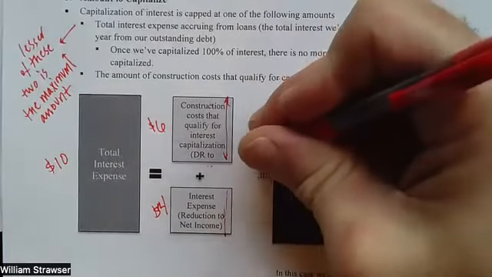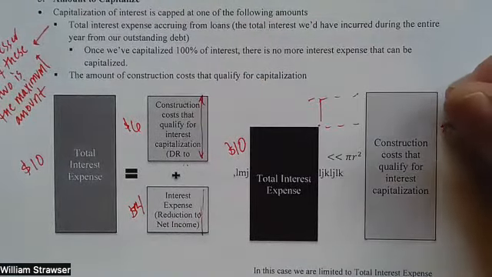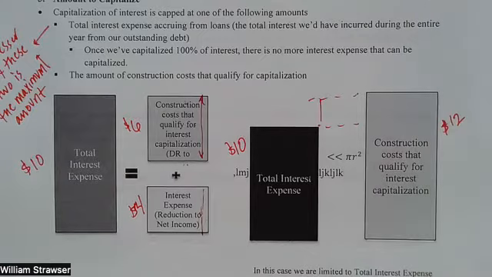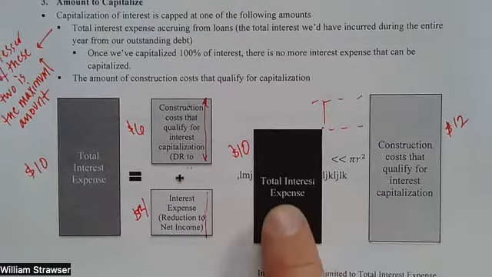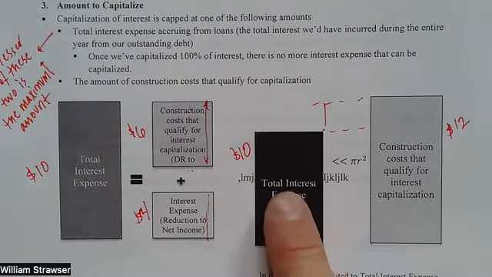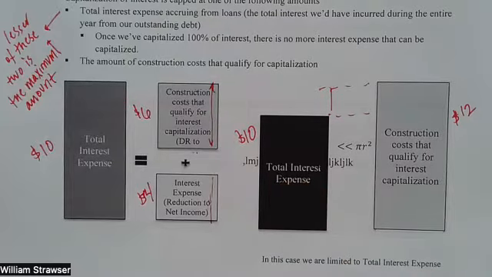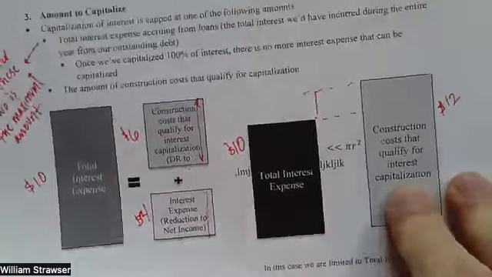But if over here we have $10 of total interest expense, and I actually had $12 of construction costs that qualified, well, then I'm still relegated to this amount. I can only capitalize $10 because these exceed the maximum ceiling on what I can capitalize.